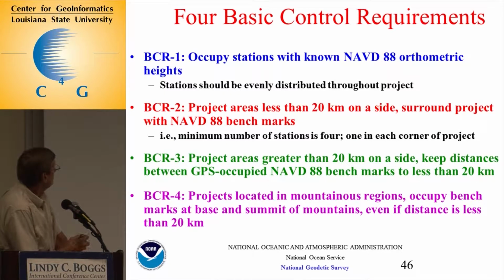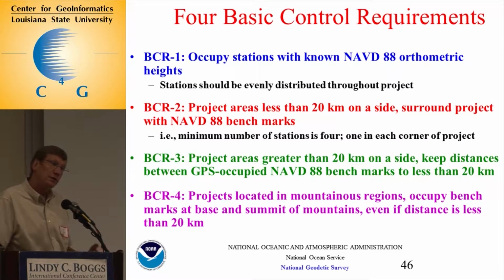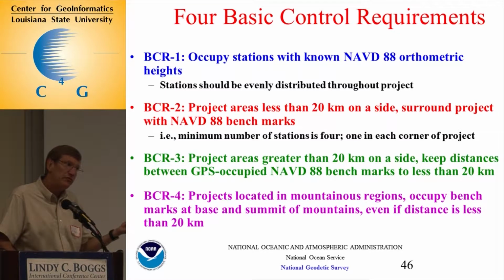All right. Now, four basic control requirements. I'm trying to make this pretty simple in terms of the concept of what you have to do. You've got occupied stations with known orthometric heights. These are some basic requirements. Just like the geoid model, to get it to conform to what NAVD88 looks like, it took GPS stations that occupied benchmarks to do that.